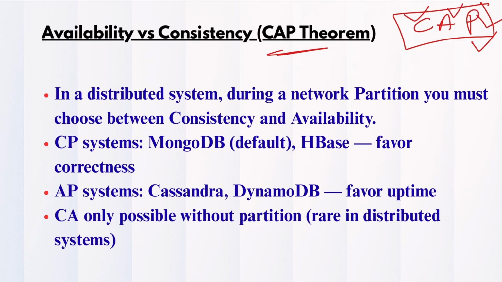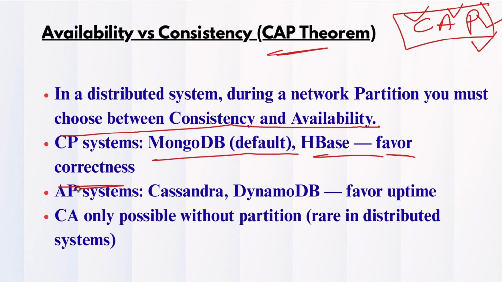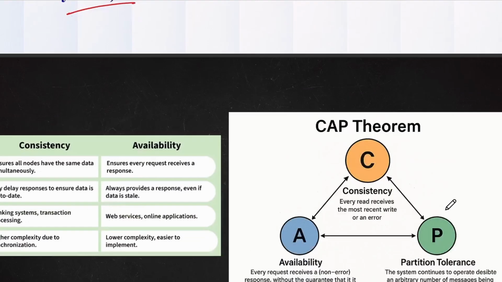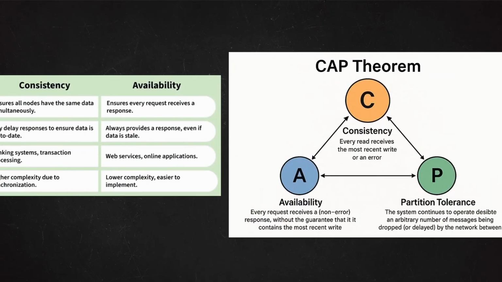First of all, let me read out these statements for you. In a distributed system, during a network partition, you must choose between consistency and availability. CP systems, MongoDB default and HBase, favor correctness. AP systems, Cassandra and DynamoDB, favor uptime. CA is only possible without partition, and is rare in distributed systems. Here A is availability, P is partition, and C is consistency.